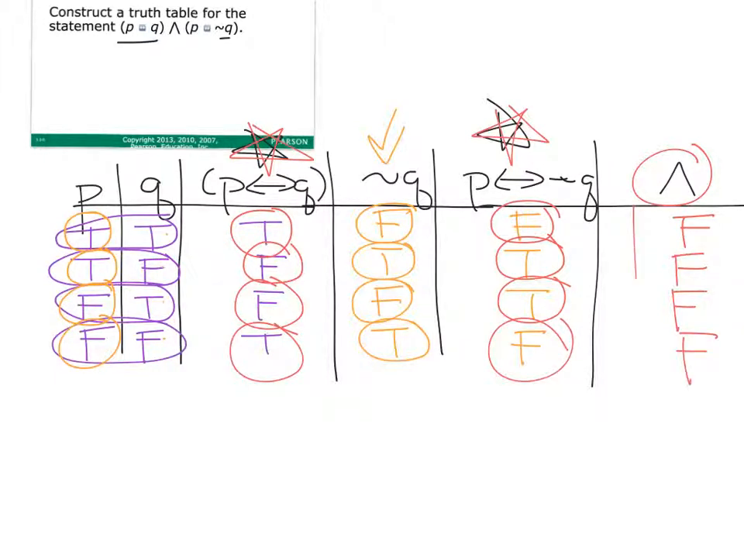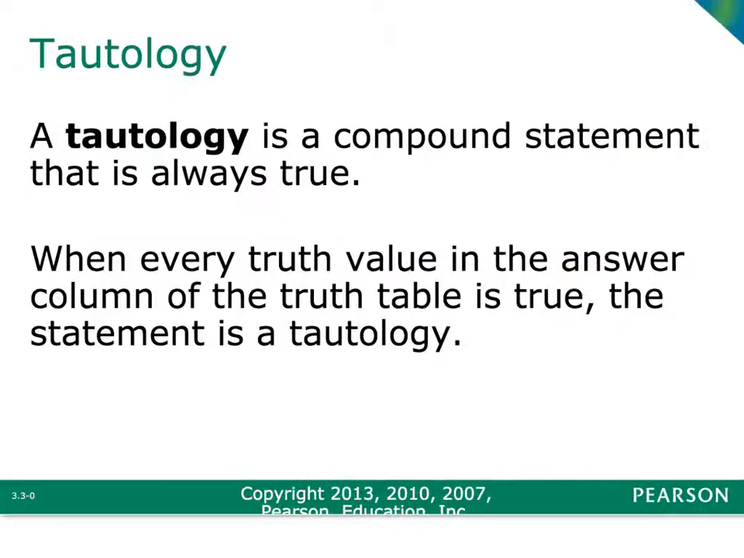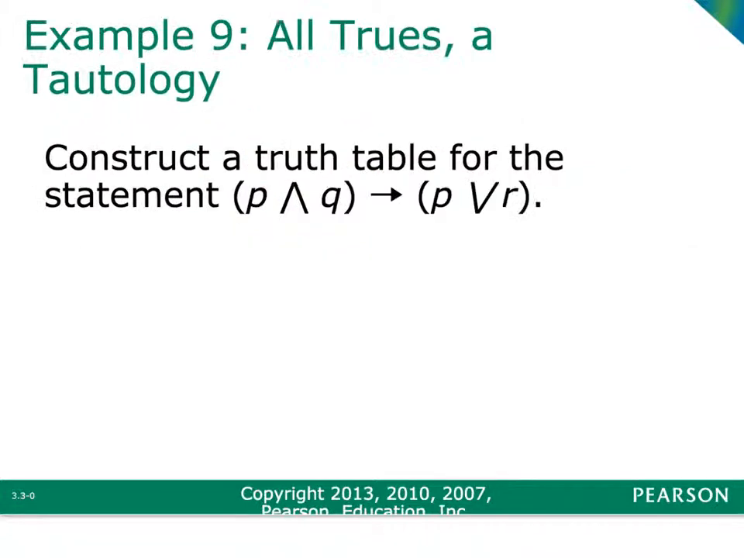Uh-oh. So there it is. See how you got the column of falses? That is a self-contradiction. Okay, if you ever get that. Now, the other thing you can get is a tautology. A tautology is the exact opposite of a self-contradiction. In a tautology, you get a column of all truths, meaning every single statement will come out to be true in this situation. So I can show you an example.